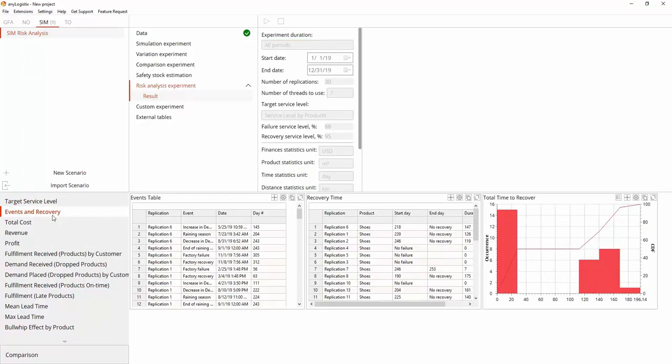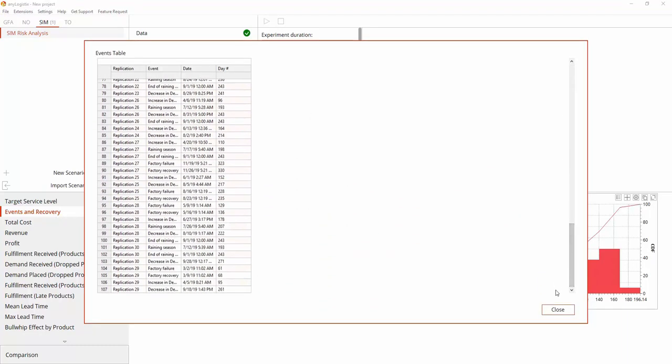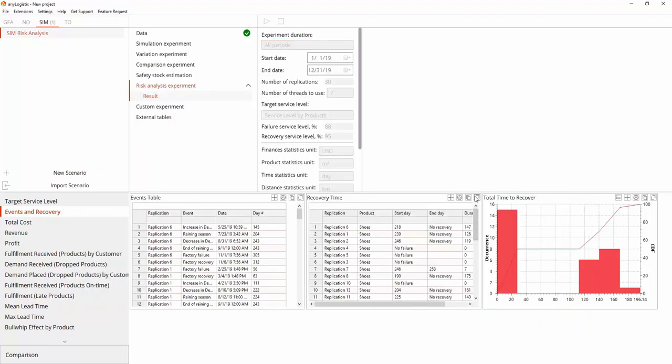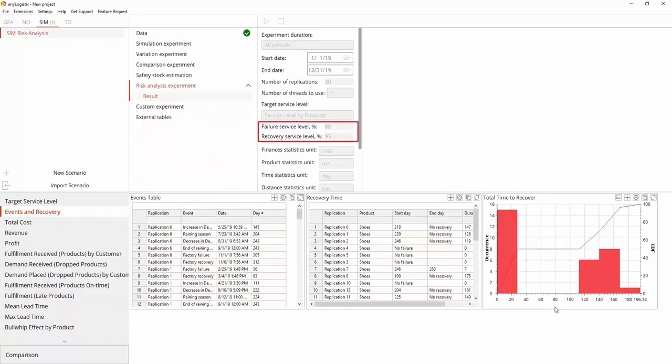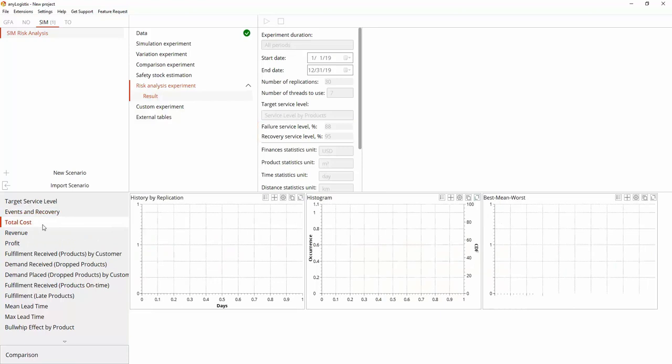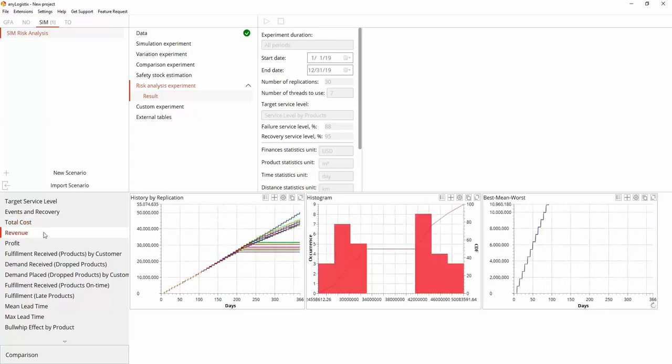The Events and Recovery tab shows detailed statistics on the events that took place. And the recovery time, during which the supply chain was running below the specified failure service level. Total Cost shows detailed statistics on all the incurred expenses for all replications and their best, mean, and worst values. Revenue depicts statistics on the income generated by a facility from selling products to customers.